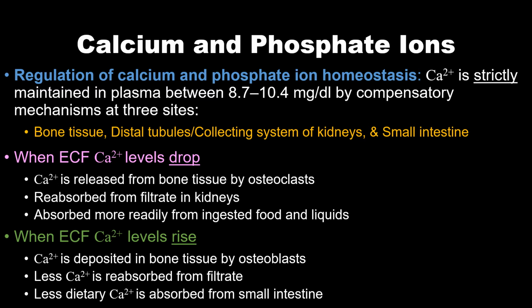So simply put, when the level of calcium ions in the extracellular fluid falls, calcium ions are going to be released from the bone by osteoclasts, and they're going to be reabsorbed from the filtrate in the kidneys. And so more are going to be absorbed from the ingested foods and liquids in the small intestine as well. Conversely, if calcium ion levels rise in the ECF, calcium ions are deposited by osteoblasts into the bone, and then fewer ions are reabsorbed from the filtrate, and fewer are absorbed in the small intestine.